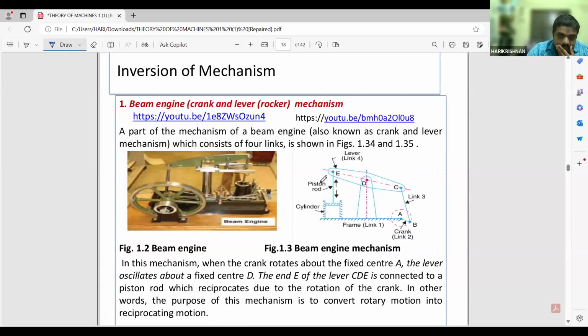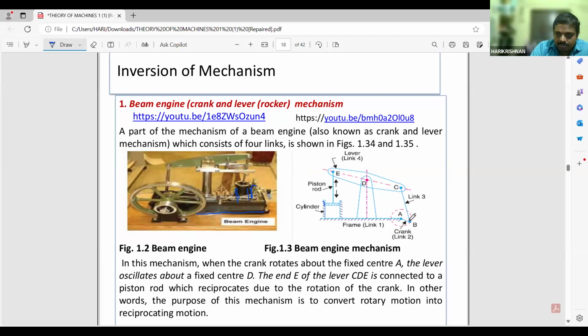So here, in the rocker beam engine or crank and lever rocker mechanism, the frame, link one, and the cylinder portion will be fixed. You can see here this portion is fixed and the cylinder portion is also fixed. Now the figure you can also see. This is fixed over here. When this AB is the crank.